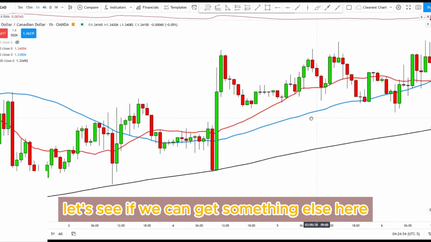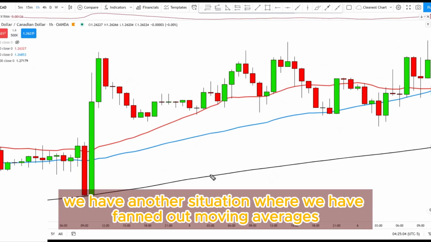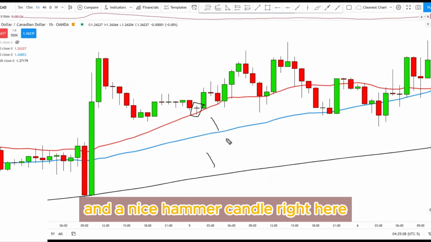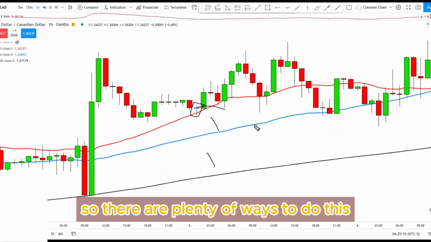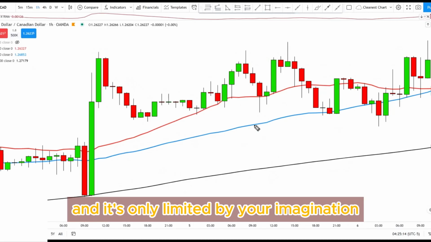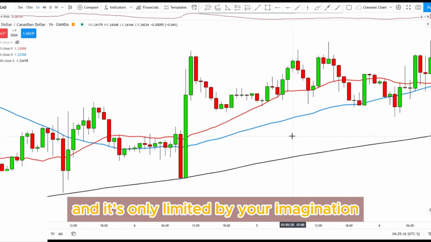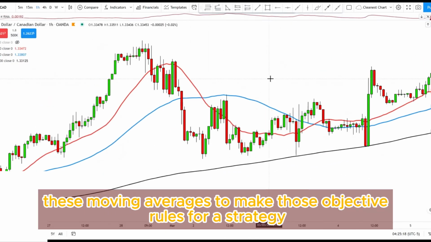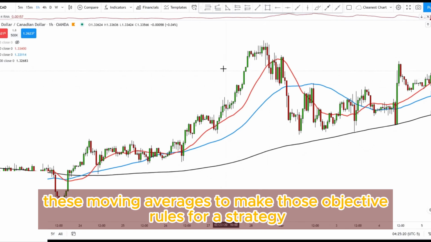Let's see if we can get something else here. Here we have another situation where we have fanned out moving averages and a nice hammer candle right here. So there are plenty of ways to do this. Your options are unlimited, and it's only limited by your imagination in terms of how you use these moving averages to make those objective rules for a strategy.